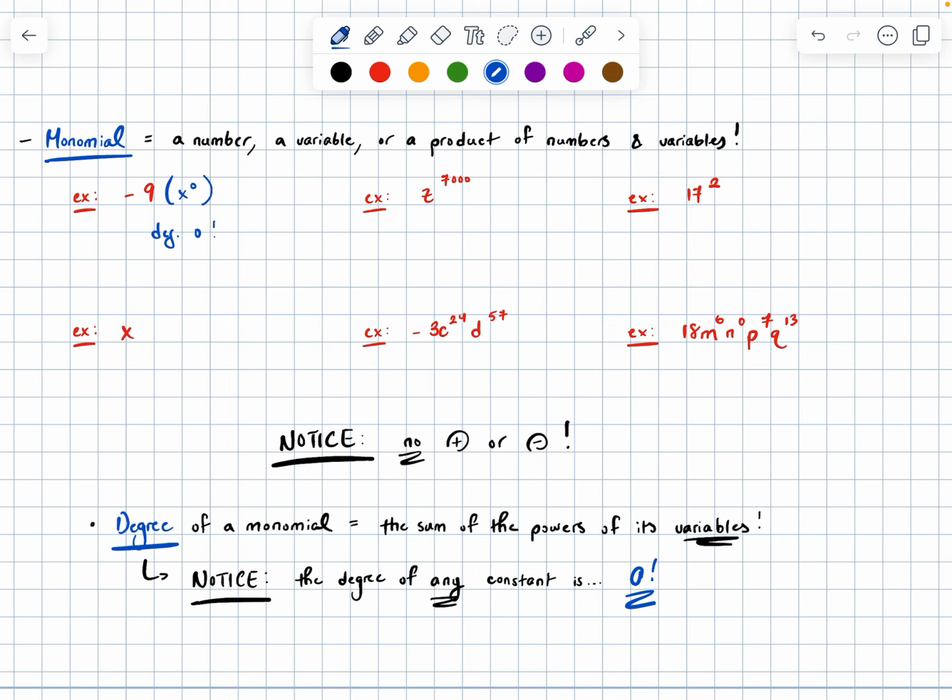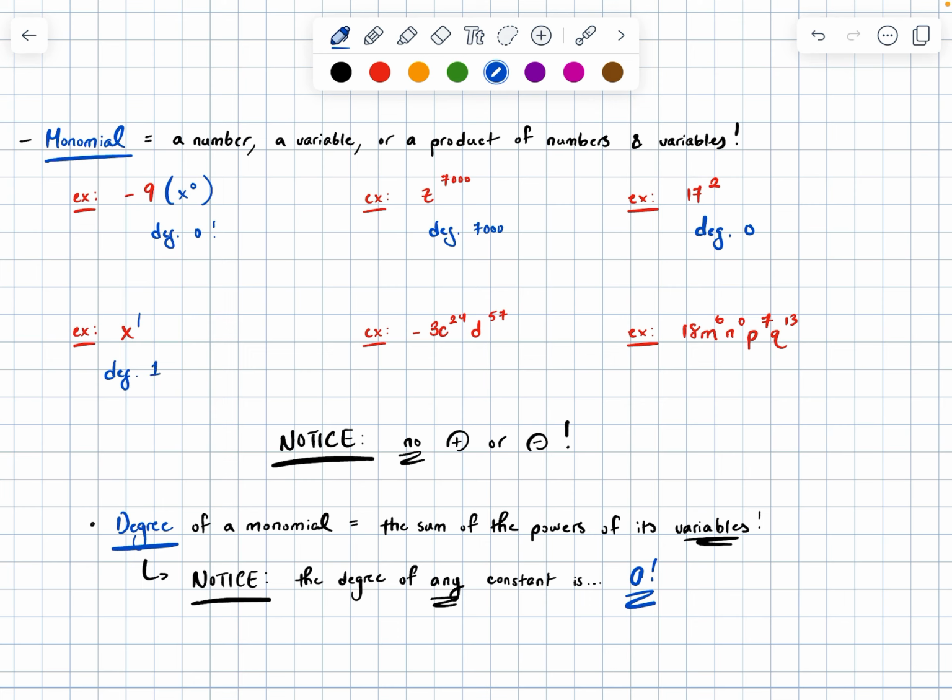Same thing over here, 17 squared all the way on the right. Even though I see an exponent of 2, it is not attached to a variable. This is just a constant. Its degree is 0. But for z to the power of 7,000, well, I can count up an exponent on a variable there. The degree of this guy is just going to be 7,000. Same thing over here for x. Even though I can't see it, it does have an invisible exponent of 1. So I would say that this term has a degree of 1.